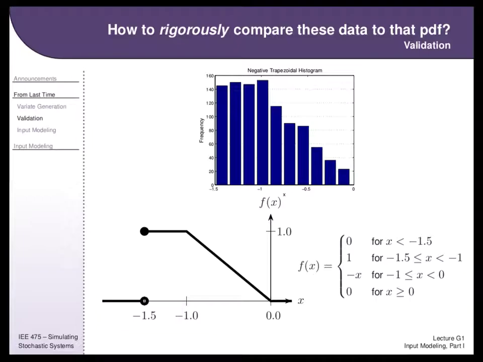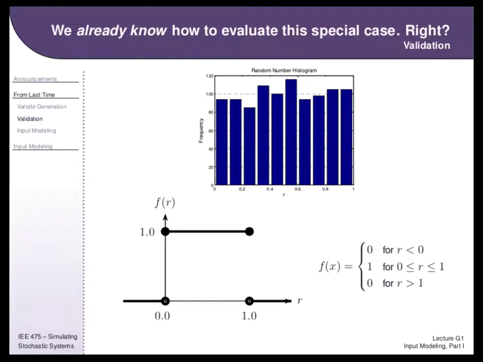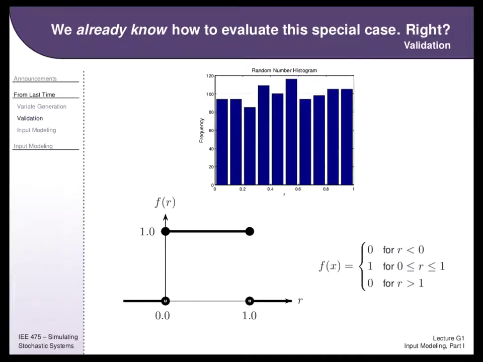How do we rigorously compare this hypothetical distribution to these real data? And the thing is, we already kind of know how to do that. We've done this before the midterm, but we did it for this special case. These are uniformly distributed random numbers between 0 and 1, and we used the Kolmogorov-Smirnov test and the chi-squared test to check whether these were sufficiently uniformly distributed. And so we basically were saying, are these data consistent with this hypothesis?